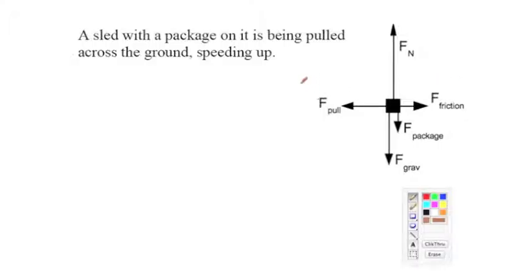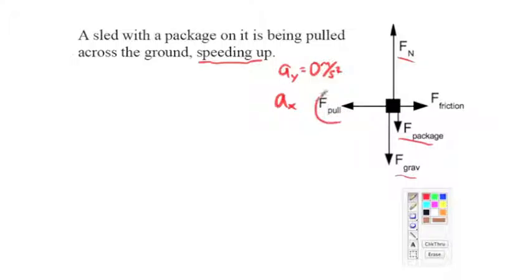Is there any up or down acceleration? These forces pull down, this force pulls up, but the sled does not move up or down. And if the sled doesn't move up or down, that means its acceleration is zero. It can't change y velocity if there is no y velocity. What about x velocity? Well, we know it's moving. Is that velocity changing? Yes, it said it's speeding up.